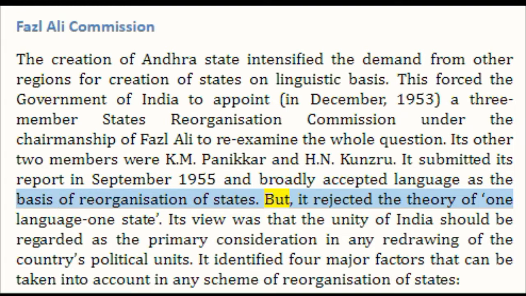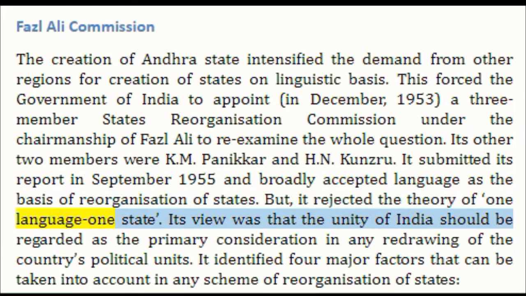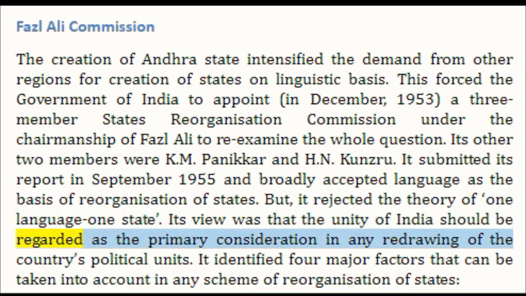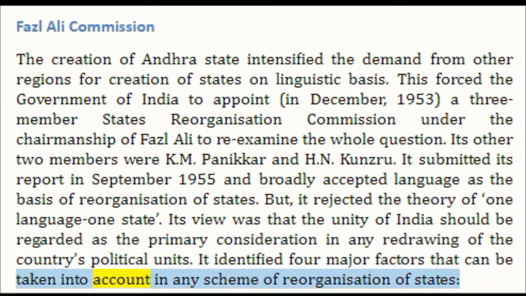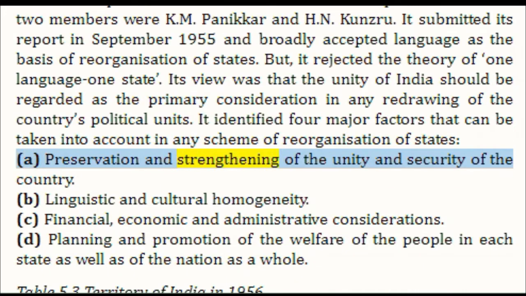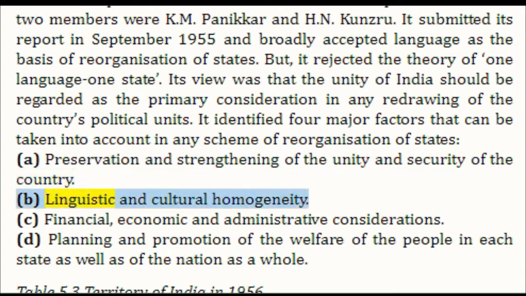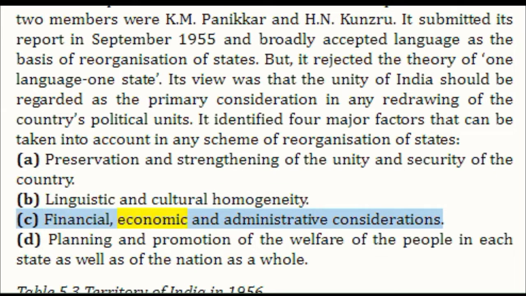of states. But it rejected the theory of one language, one state. Its view was that the unity of India should be regarded as the primary consideration in any redrawing of the country's political units. It identified four major factors that can be taken into account in any scheme of reorganization of states: A. Preservation and strengthening of the unity and security of the country. B. Linguistic and cultural homogeneity. C. Financial, economic and administrative considerations.